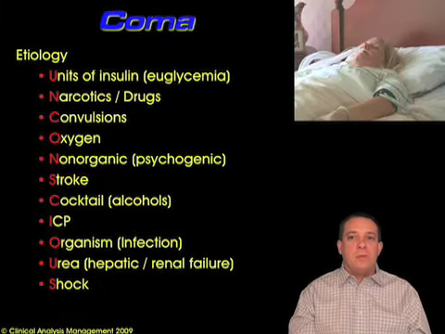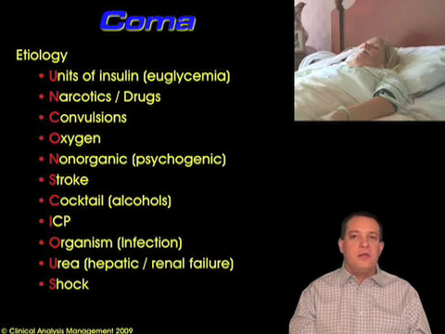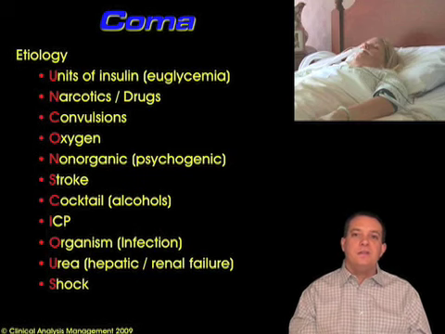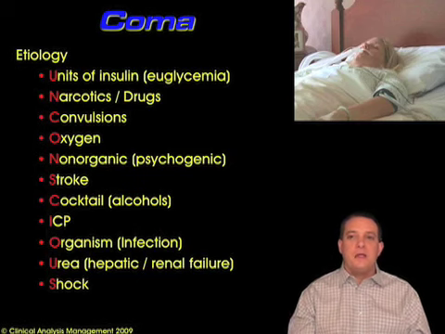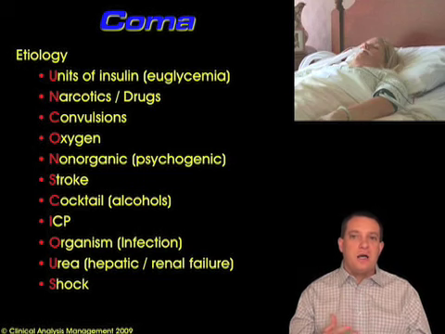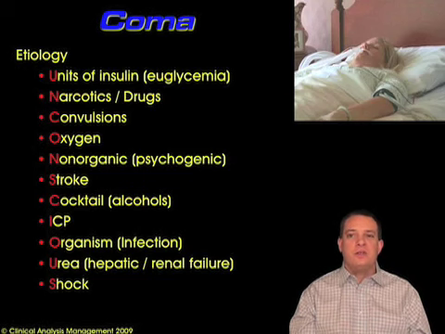Okay, when we talk about coma, remember there's lots and lots of reasons for coma. One of the great ways to remember all the different things that can cause coma would be the acronym UNCONSCIOUS. When we talk about UNCONSCIOUS, the U is for units of insulin, so obviously, is the patient hypoglycemic or hyperglycemic. The N is for narcotics or drugs. C for convulsions or seizures. O2 for oxygen, i.e. is the patient hypoxic? Does the patient have any of those different types of hypoxia that we've talked about in other places?